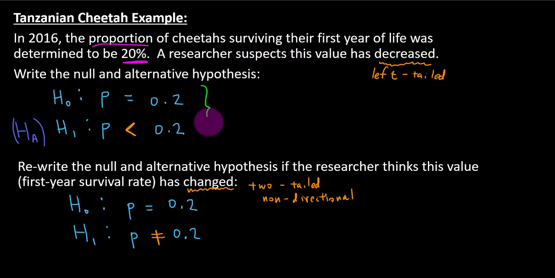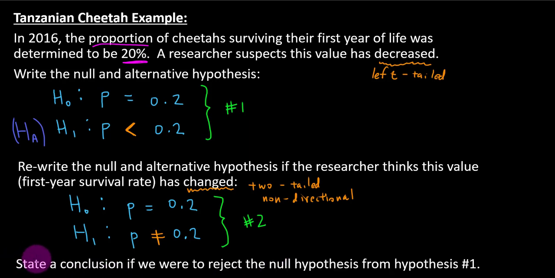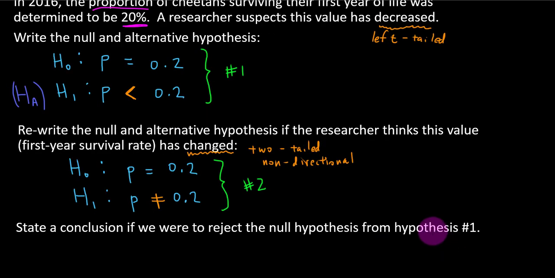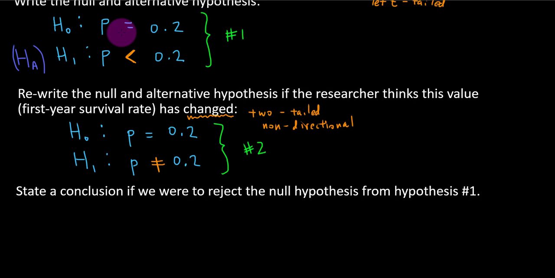Next, I would like us to state some conclusions based on these scenarios. And I'm going to call this scenario number 1, and we'll call this scenario number 2. Because of the way the hypothesis is stated, we would state our conclusion in a slightly different way. Okay, let's state a conclusion as if we were to reject the null hypothesis from scenario number 1. When we are looking at this scenario, the null hypothesis is that baseline. That's that 20% first-year survival.